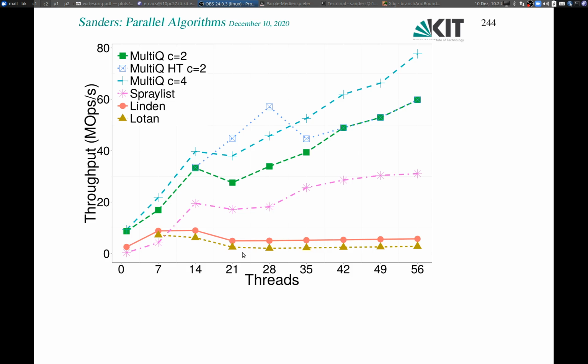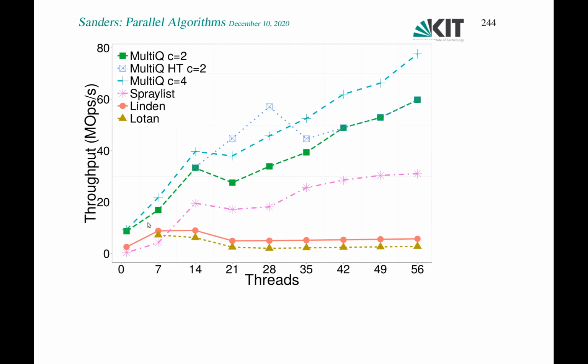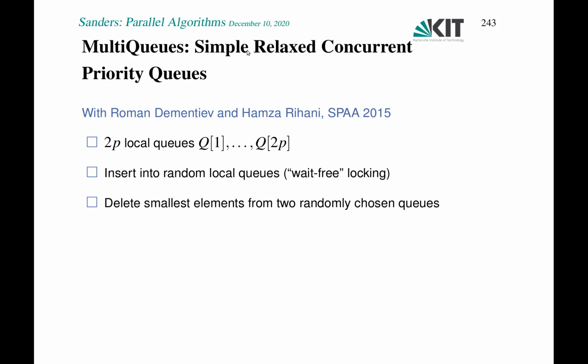So let's look at the performance of a number of shared memory relaxed priority queues. So with relaxed, I mean that a delete min may not give us the actual globally smallest element, right? And there are actually now several papers that look at this approach to say we allow some errors, but then we get a scalable performance.